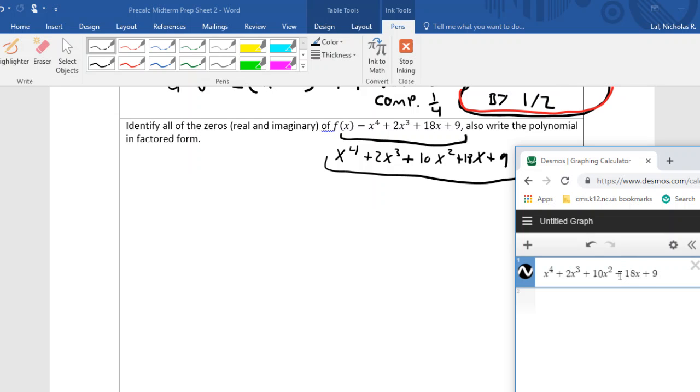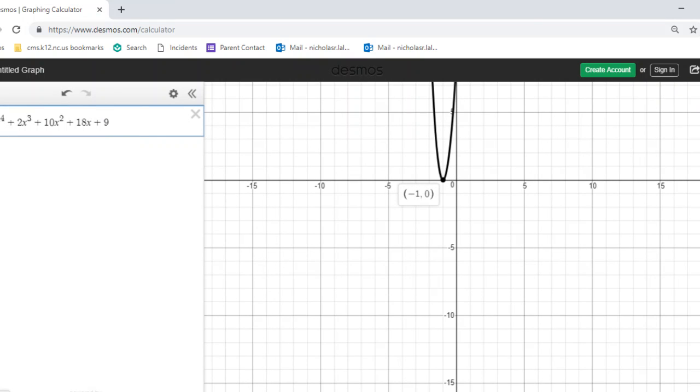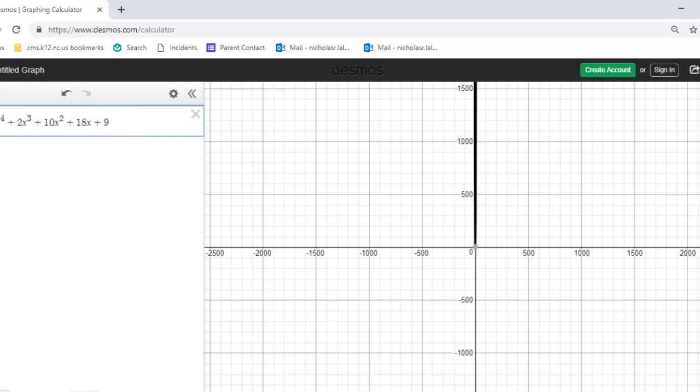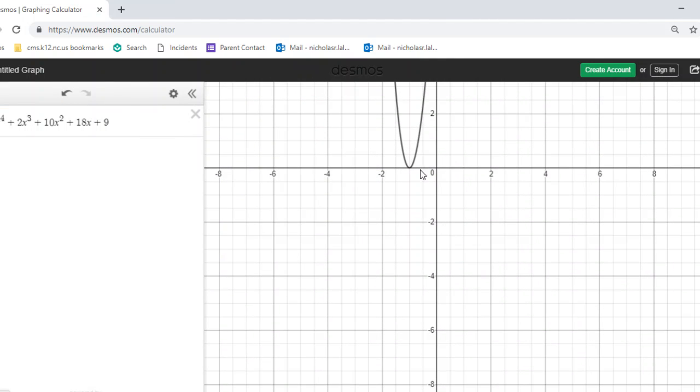I added that 10x squared in there so that the numbers that we're using are easier to identify. So now on Desmos, I have a real zero of -1. So x to the fourth plus 2x cubed plus 10x squared plus 18x plus 9. All right. So right now we just see our real zero, right? What's the zero we see? Yeah, okay. So we have a zero of -1.